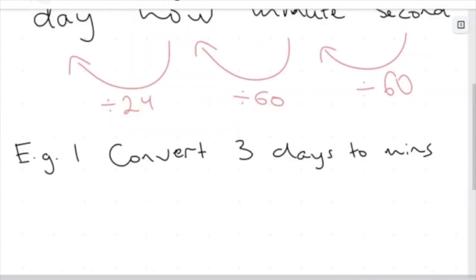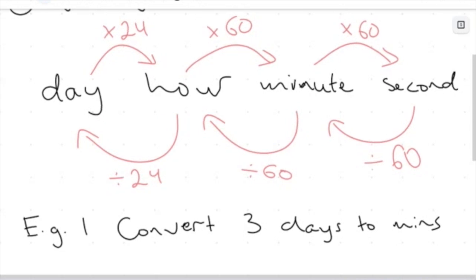Okay, so I have 3 days, and if I look at my table, I'm actually jumping between 2 units of measurements. I have to first go from days to hours, then from hours to minutes. So we'll see in a second, there's quick ways we can do this. But with this particular conversion, we are actually skipping a unit. Well, we have to get to hours before we can get to minutes. So let's have a look.